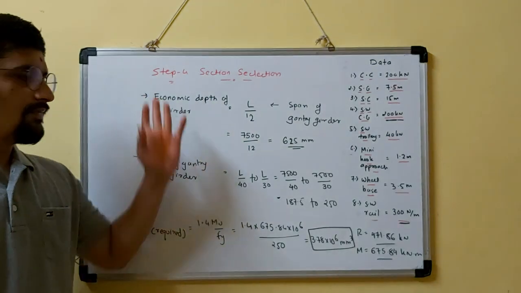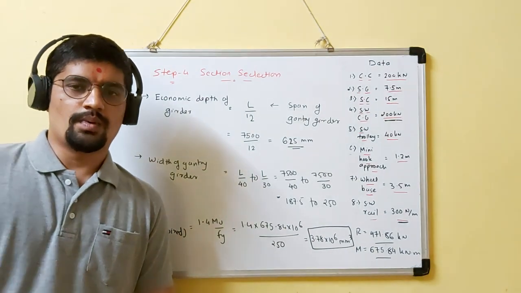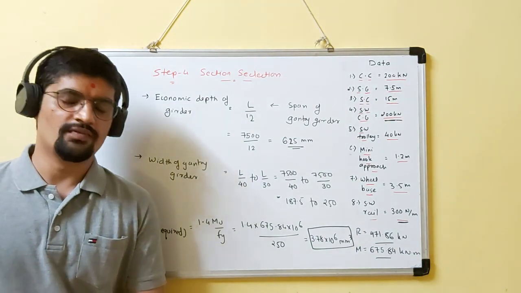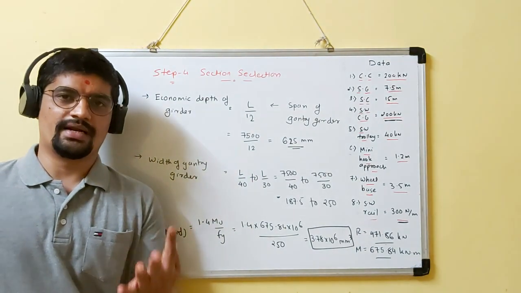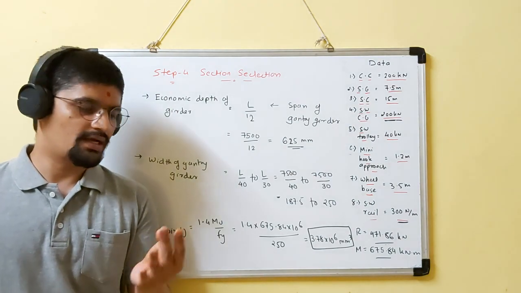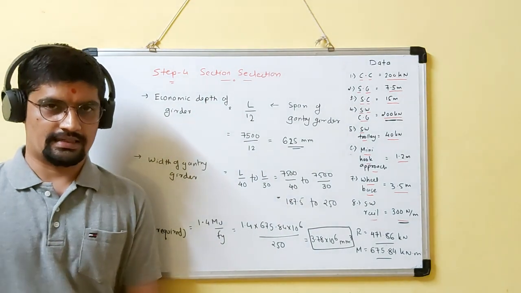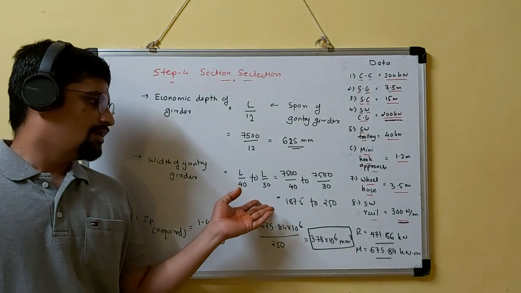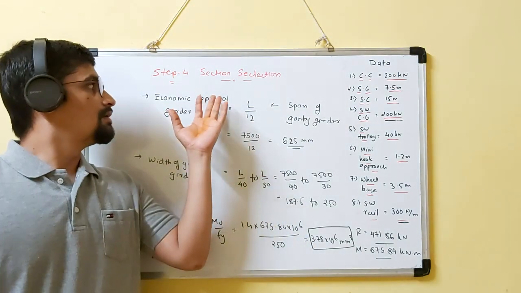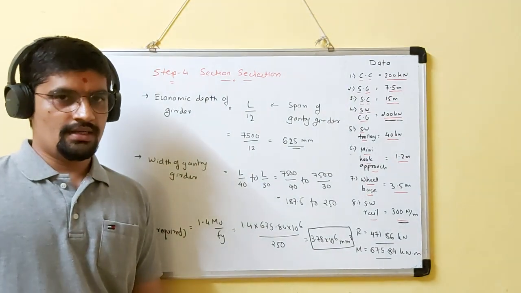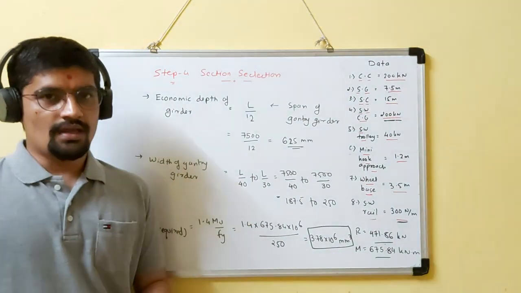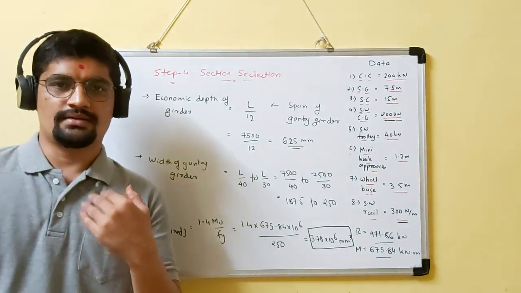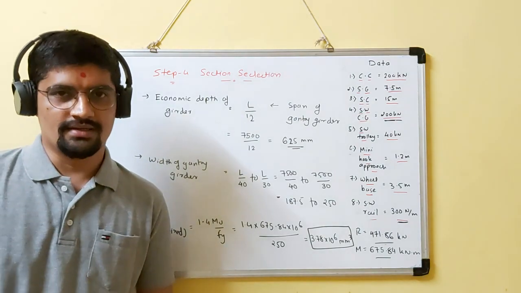So these were the four steps. The first was the maximum wheel load, the second was the bending moment, the third was the shear force, and the fourth is section selection. For today, this much only. I will continue in the next lecture. Okay? Bye.